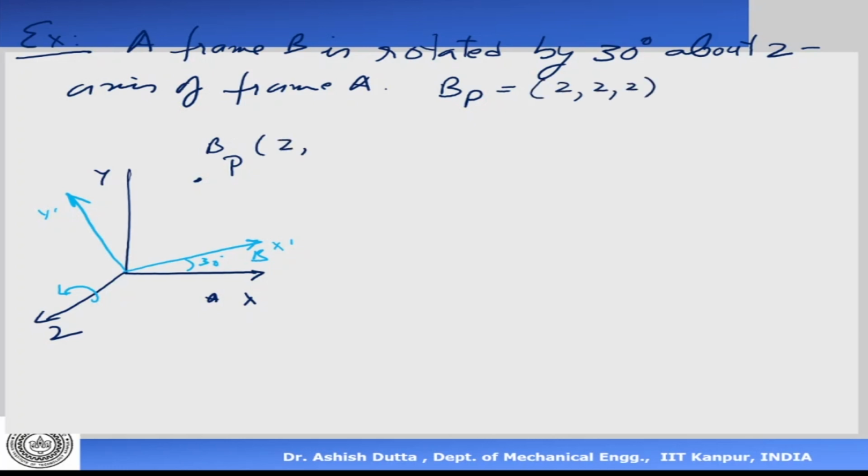So this is equal to 2, 2 and 2. What is the meaning of that? This means the projection here is 2, the projection here is 2, and on the Z side also it is 2 in frame B. We are asked to find what is AP. Okay, so I hope the question is clear.